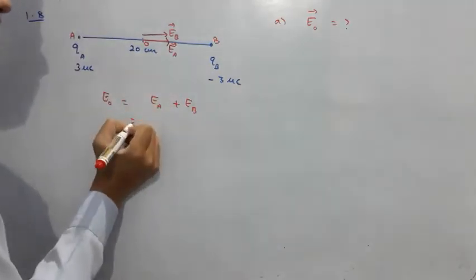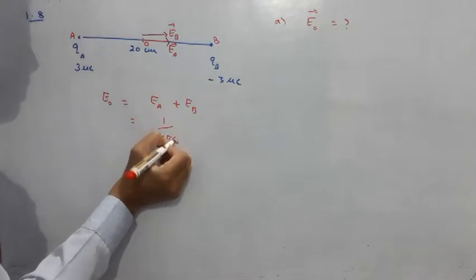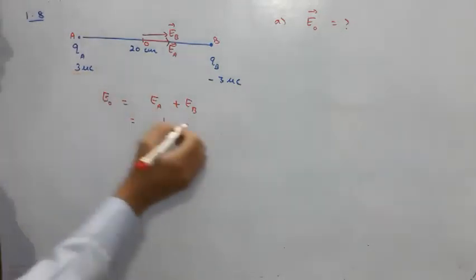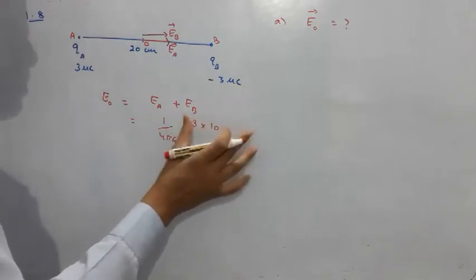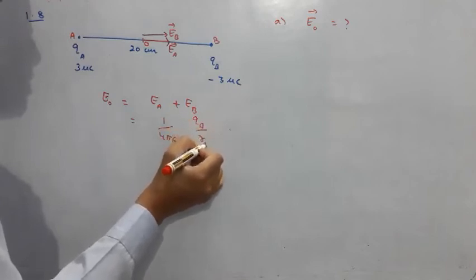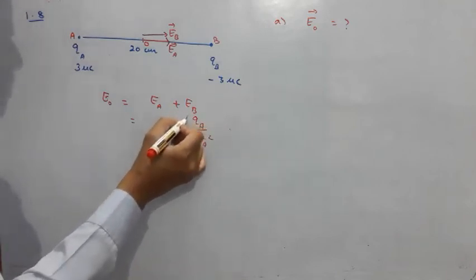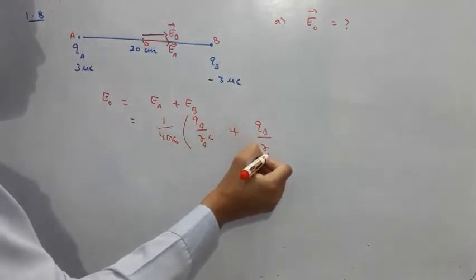Now how much will be EA? EA will be 1 by 4 pi epsilon naught into charge. How much is charge? 3 microcoulomb. That is 3 into 10 to the power. It's better to first write the formula. QA by its distance square. 1 by 4 pi epsilon naught I can take common. And for EB I write QB upon RB square.